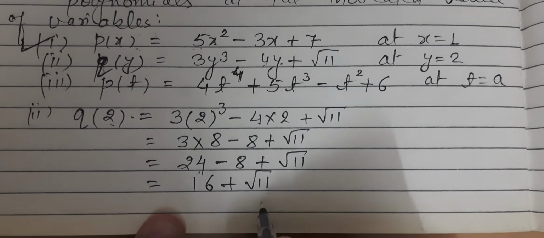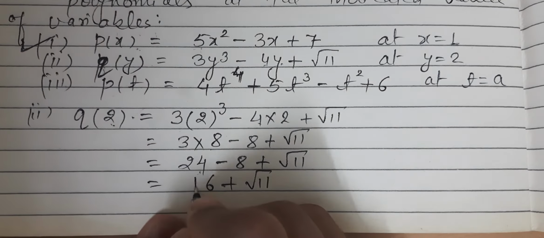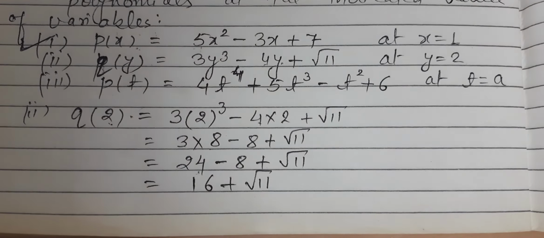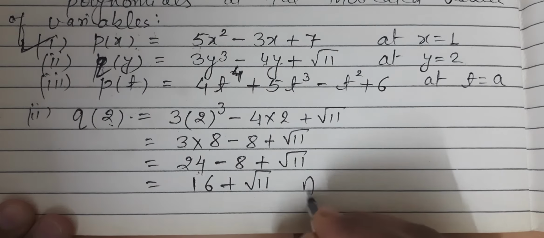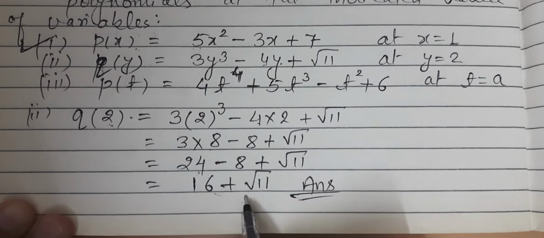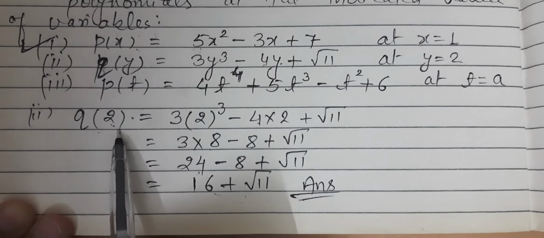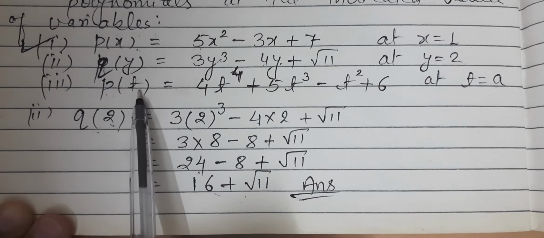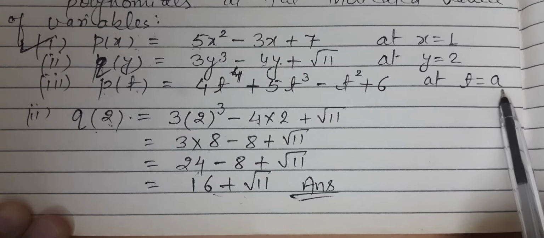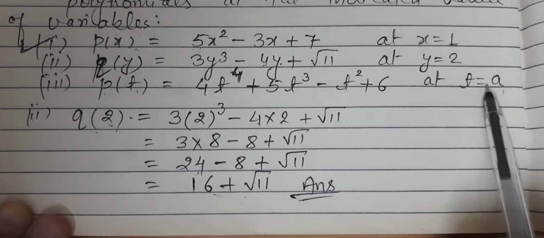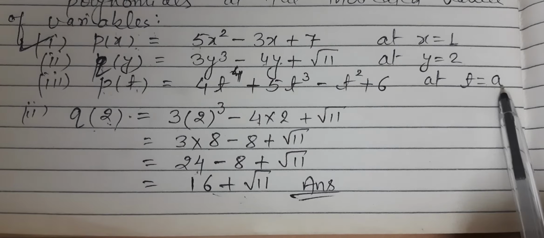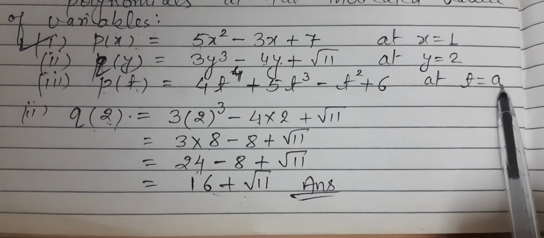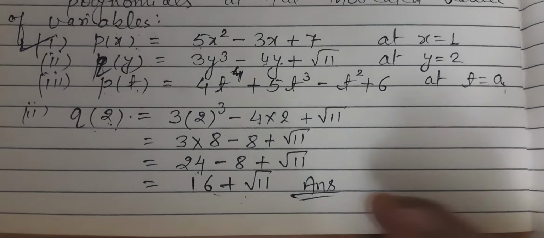So this is the further we cannot simplify. So whatever we have discussed in the first chapter, we will use it throughout the year. Okay, so this is the answer. So this is the value of the polynomial when y is equal to 2. Now similarly, you find the value of this polynomial at t equals a. Okay, now here a is simply a, it's not a number. So I will solve this one also.